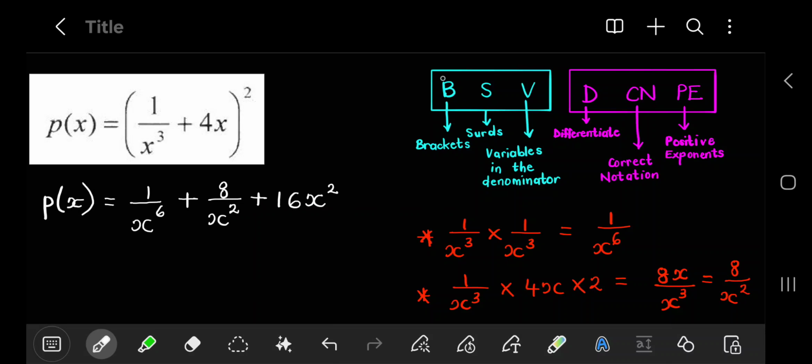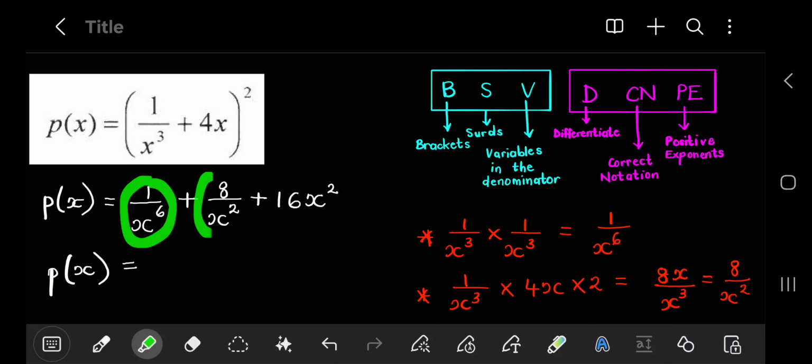Okay, so we have successfully completed the first step. We've got rid of the brackets. Then we check for surds. We do not have any surds in this equation. We can go on to the next step, variables in the denominator. Now that is a problem. We do not want variables in the denominator, which you notice you have in these two terms. You've got x in the denominators.